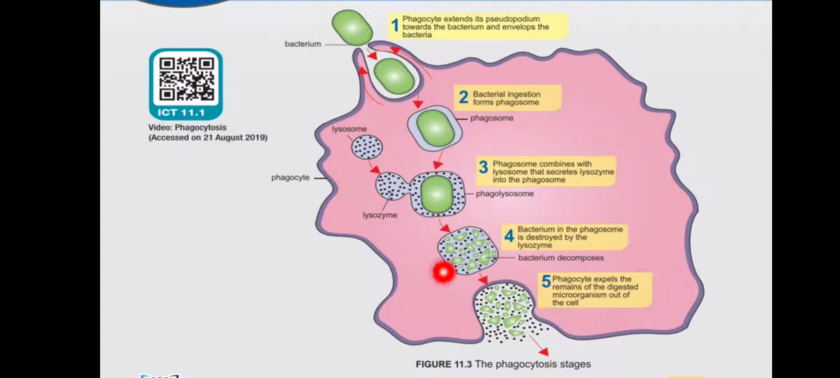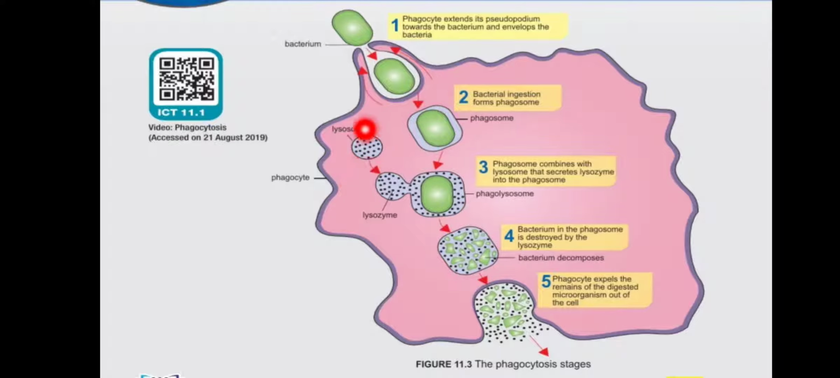So yang pink ini adalah phagocyte. Phagocyte lah, iaitu apa ini? Our white blood cell lah kan. Phagocyte extend its pseudopodium, this one pseudopodium ni, towards the bacterium, and then dia involves the bacteria. So dia telan lah kan, dia engulf, dia telan. So bacterial ingestion form phagosome. So di sini dia form phagosome. So lepas dia ditelan, dia jadi phagosome.